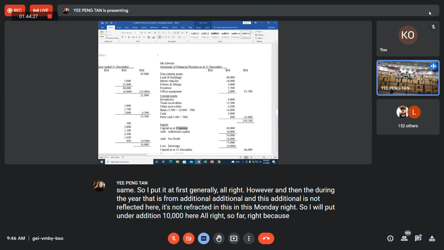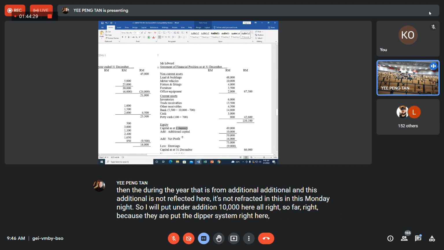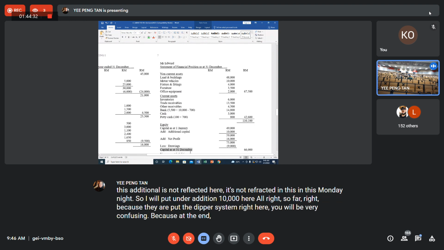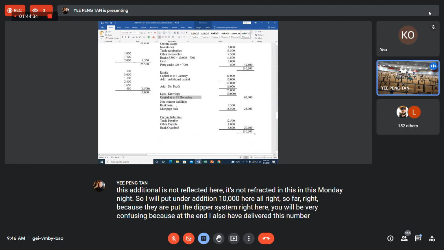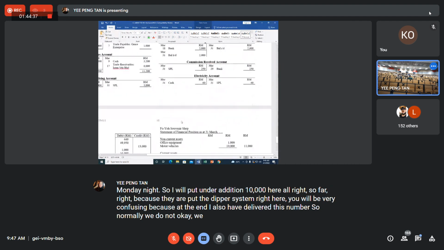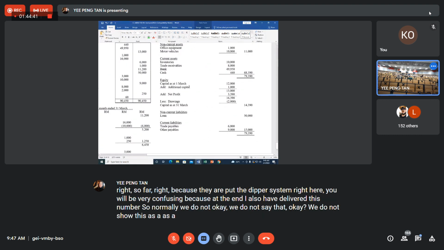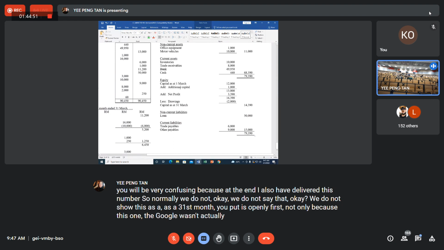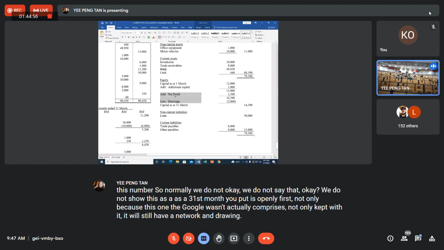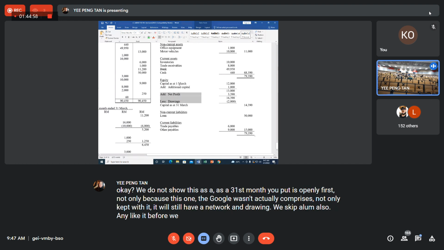All right. So by right, because I put the 31st December right here, it will be very confusing because at the end I also have 31st December. So normally we do not show this as a 31st March, we will put its opening first. That only will come for the closing. Because this one, the closing capital actually comprises not only capital, it will still have the net profit and drawing. We still haven't included this yet. Therefore, we will not say this is at the 1st December.